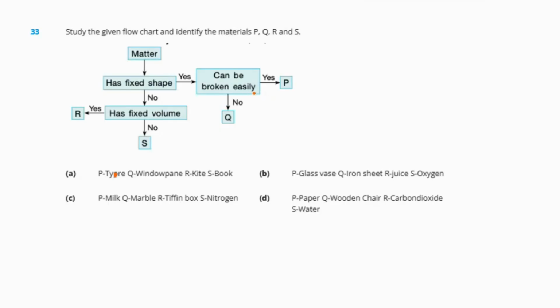And Q is what? That cannot be broken easily. Yes. That can be iron sheet, right? Yes. And here R is what? Has fixed shape? No. Has fixed volume? Yes. That can be a liquid, right? Yes. That can be a juice.